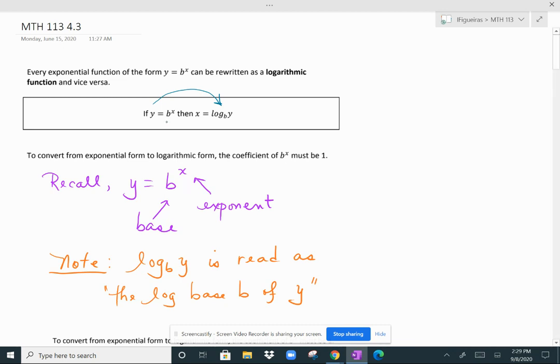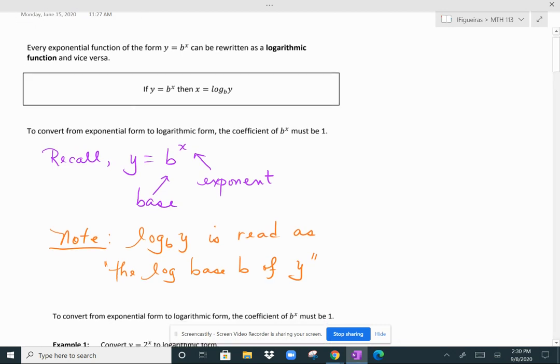Notice that the base in the exponential equation becomes the base of the logarithmic function, and the x and y switch places on the other side of the equal sign. So y equals log base b of x and x equals log base b of y are considered to be inverse functions. If you recall, inverse functions have very specific characteristics, so we'll talk about that more later.